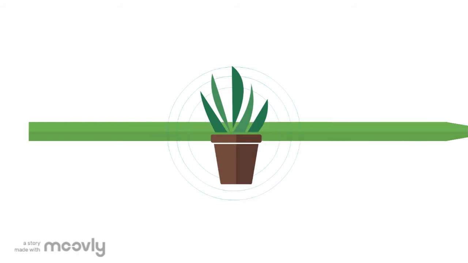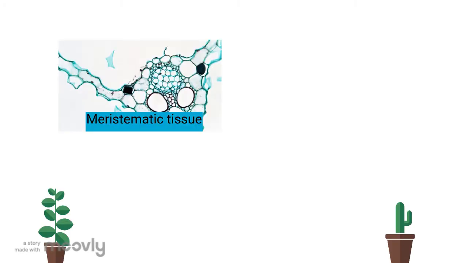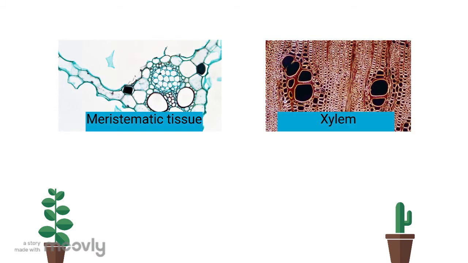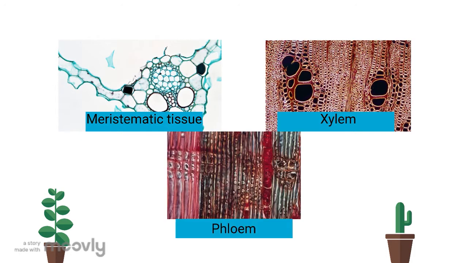All living things have tissues. Now, let's take a look at different kinds of plant tissue. Firstly, we have meristematic tissue that keeps the plant growing. Next is xylem, which transports water from the roots to the shoots. Then we have phloem, which helps to conduct food that is made in the leaves to all parts of the plant.